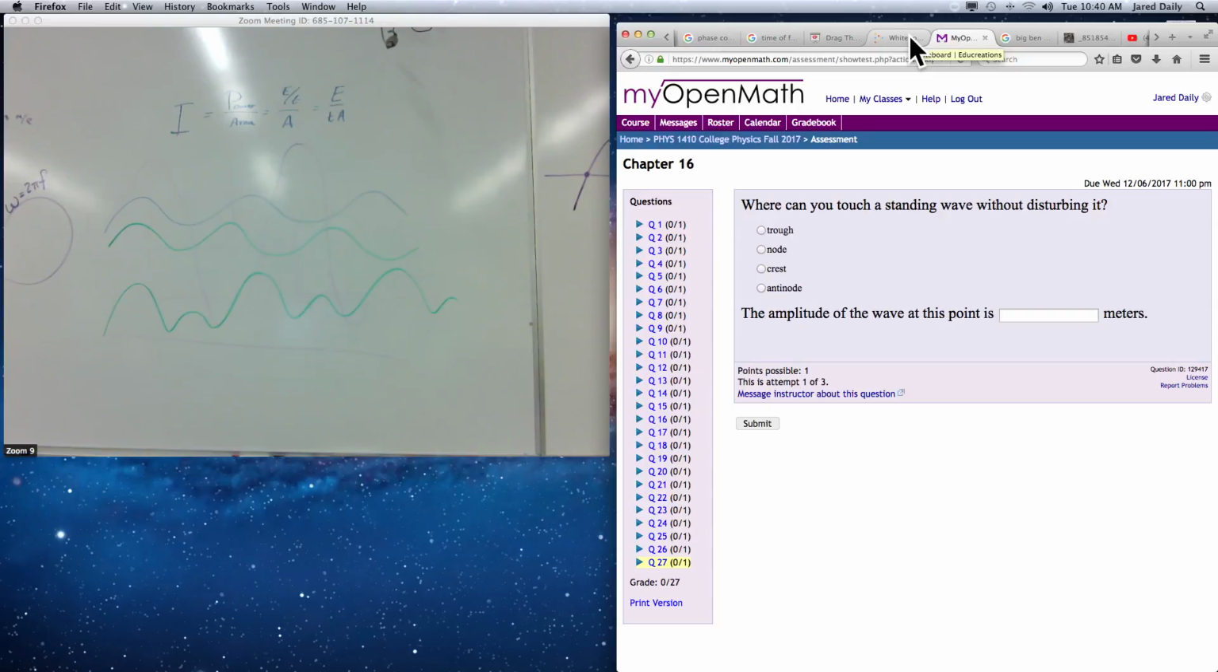Which part can you touch it? That's the node we call it. The amplitude of the wave at this point is, it's not moving. That's right, so it's low amplitude.